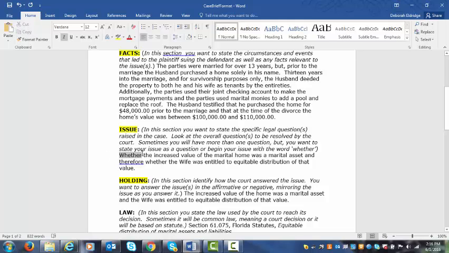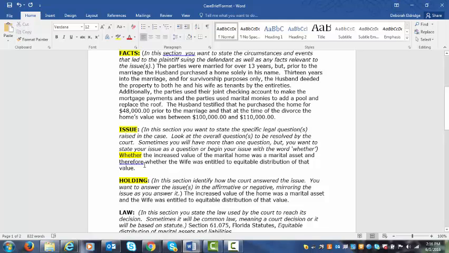What you want to do is you always want to begin your issues with the word whether. Now, it's not a thesis statement. It's actually a question that the court has to answer. And you don't want to hyper-focus. So in other words, you don't want to look at sub-issues, and what you want to always look at is what's the overall issue the court has to answer.